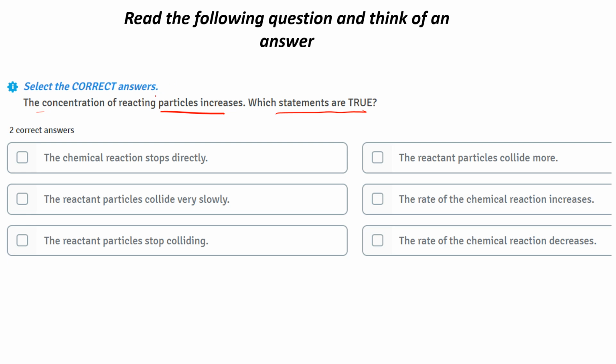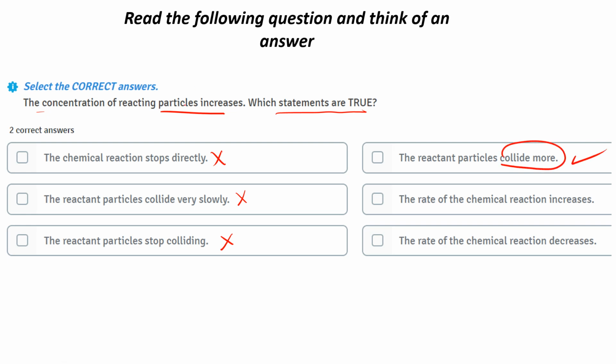So if we increase the amount of reactants, إذا زودنا كمية المتفاعلات, what is correct? The chemical reaction stops directly. That is wrong, right? The reactant particles collide very slowly. That is wrong. The reactant particles stop colliding. That is wrong.